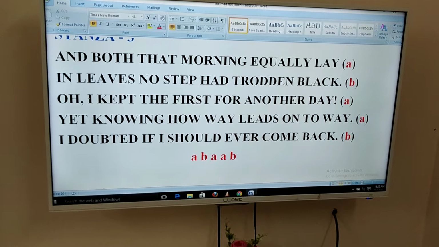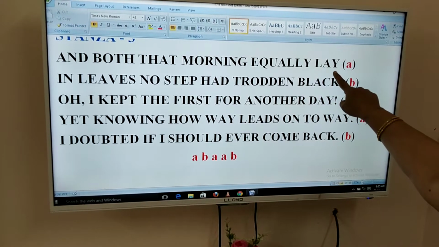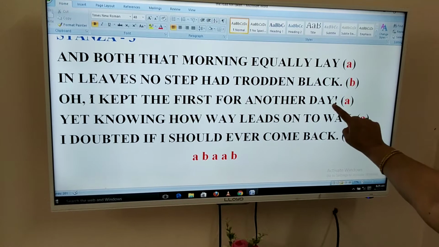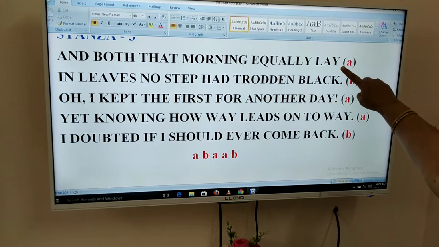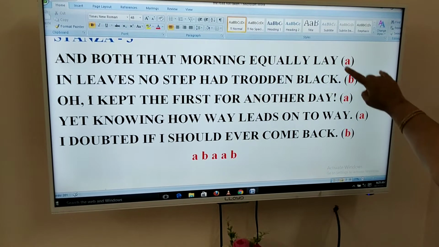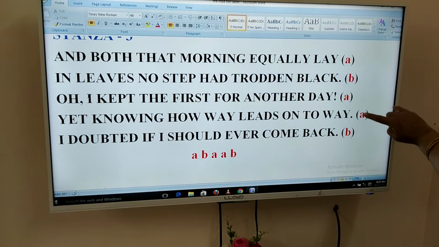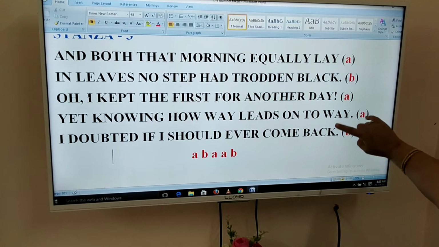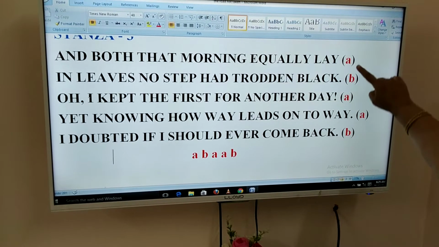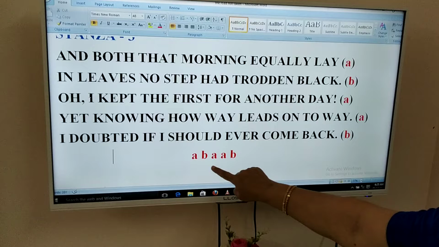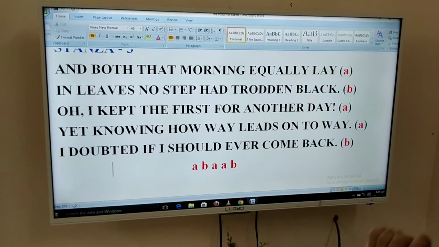So, we have stanza 3. See the last words: lay, black, day, way and back. So, lay, day and way, these three words rhyme, so we have marked them as A and A. Black rhymes with back, so we have B and B. So the rhyming scheme for this stanza is again A, B, A, B.